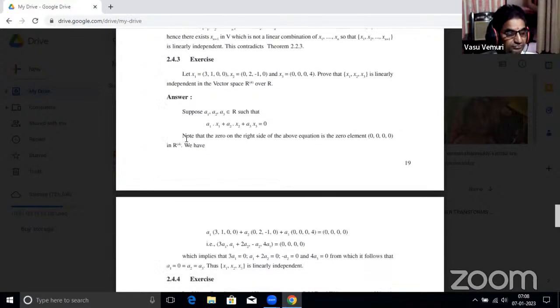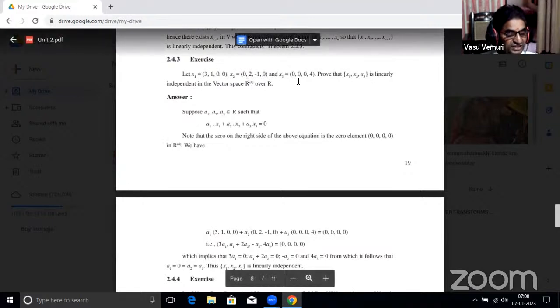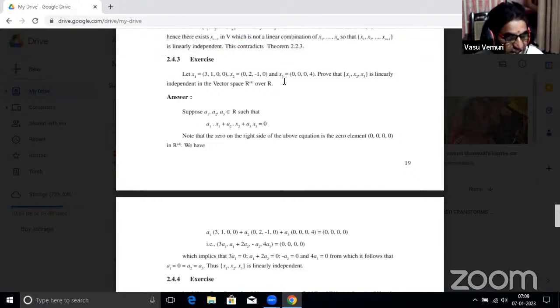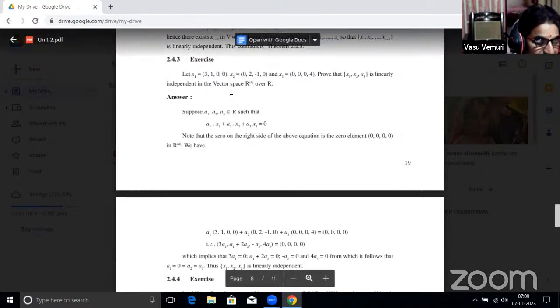See this another one. There are three vectors given: x1, x2, x3. x1 is (3, 1, 0, 0), x2 is (0, 2, -1, 0), and x3 is (0, 0, 0, 4). These three elements are given in the set, and we check whether it is linearly independent.